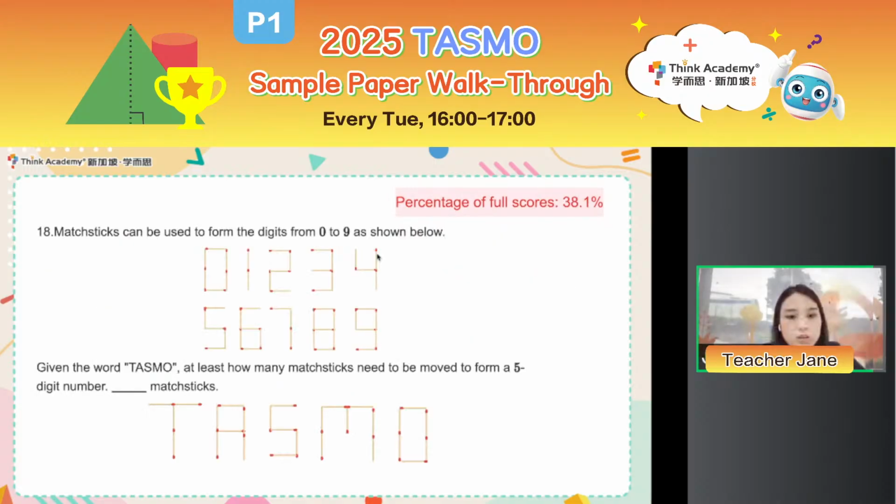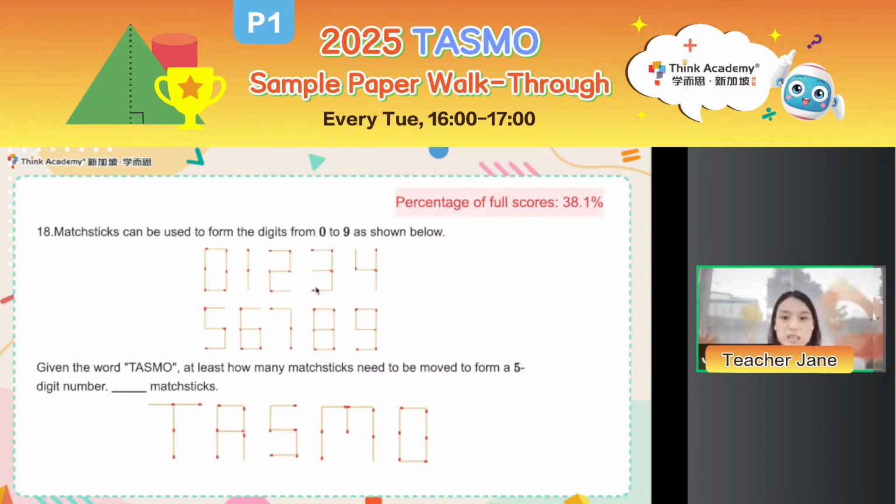Question 18. Okay, matchsticks can be used to form the digits from 0 to 9 as shown below. Okay, so every time when we get the matchstick questions, if it is related to how many we need to use, you can always firstly label.